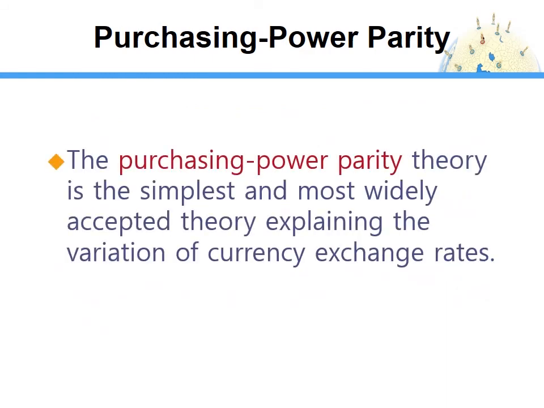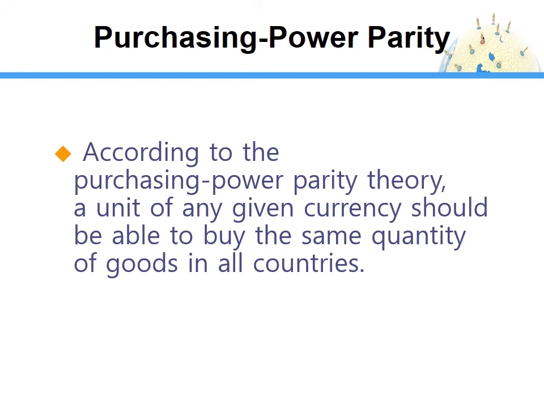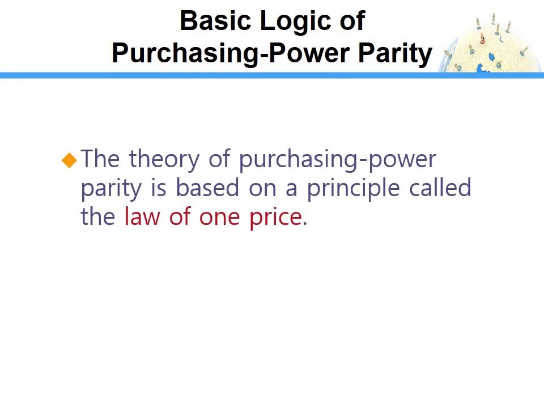The purchasing power parity theory is the simplest and the most widely accepted theory explaining the variation of currency exchange rate. According to the purchasing power parity theory, a unit of any given currency should be able to buy the same quantity of goods in all countries. The theory of purchasing power parity is based on a principle called the law of one price.